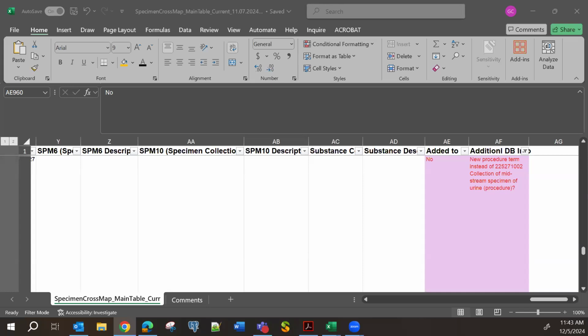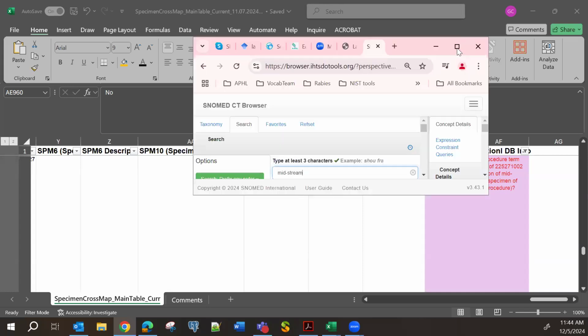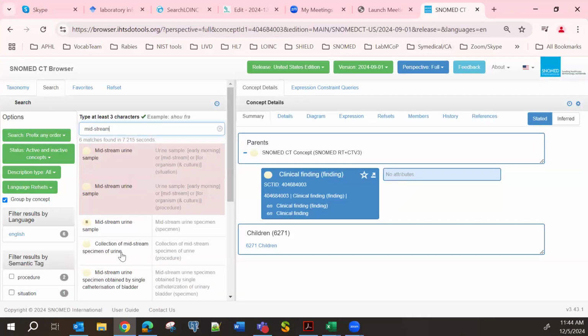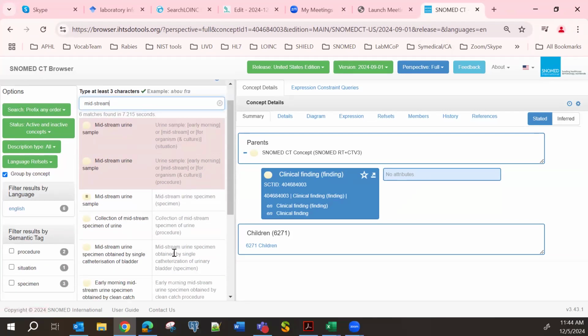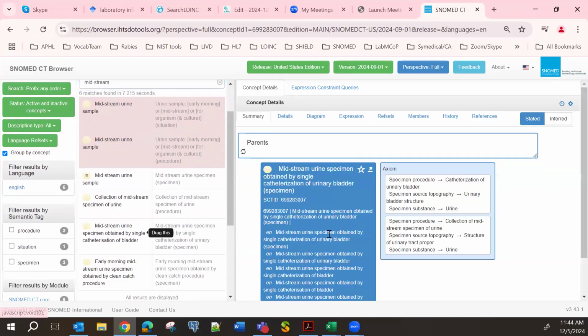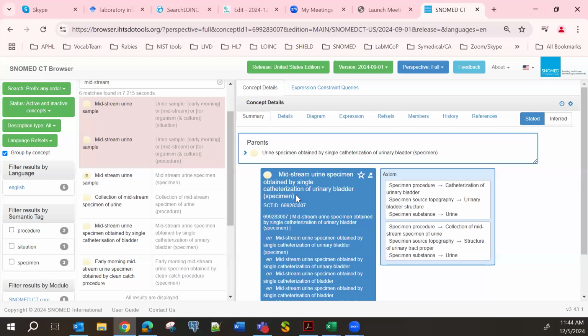Okay, so midstreams. So there's nothing by straight cath. What about this one? Yeah, obtained by single catheterization of urinary bladder. So that's a straight cath. Okay, though it sure is not clear from that description.